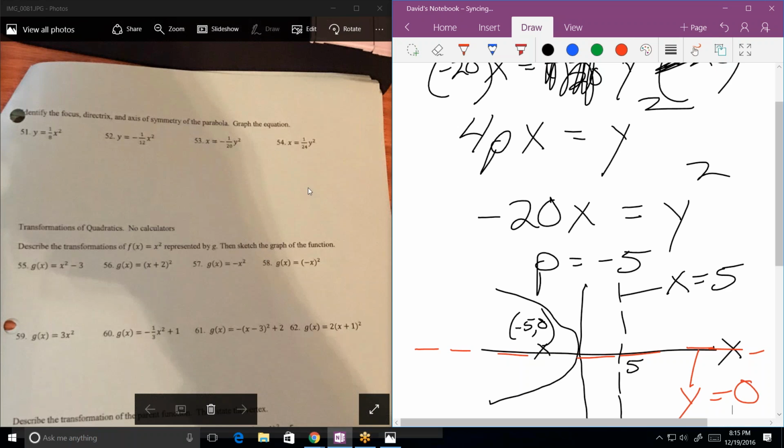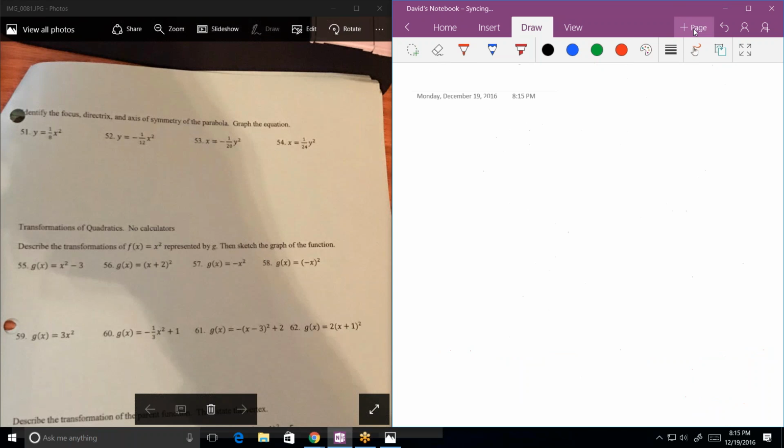Number 54. They didn't mix these up very much. They're all pretty much exactly the same kind of problem, same concepts. I think we can move on. Go to 55. We want to make sure we get to all of them, so let's save some time.